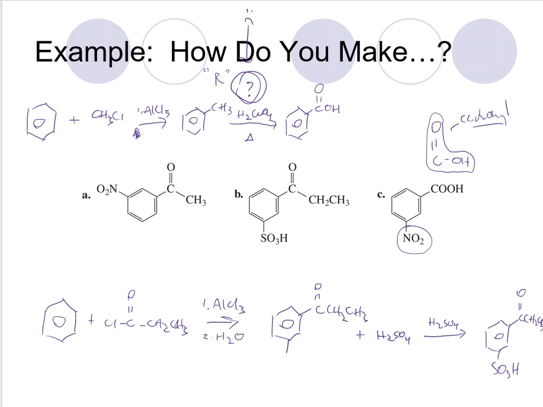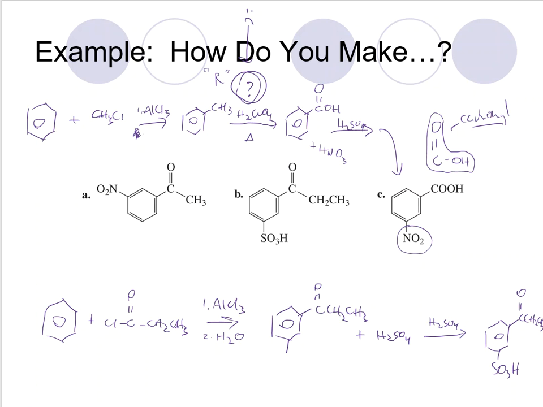All right, now with that said, we can go to the next step because this group is a deactivator and a meta director, and we need to add on an NO2, so I'll add on some nitric acid, HNO3. Let me get rid of that. That was a horrible scribble. HNO3, and then sulfuric acid, H2SO4. And then that will end us with the product that we want.